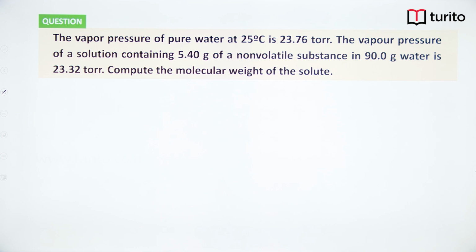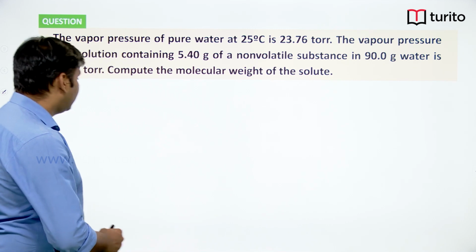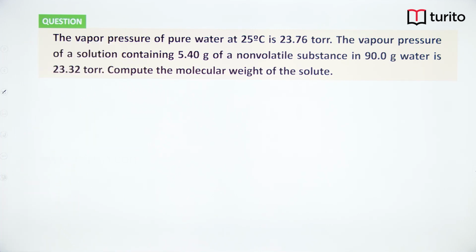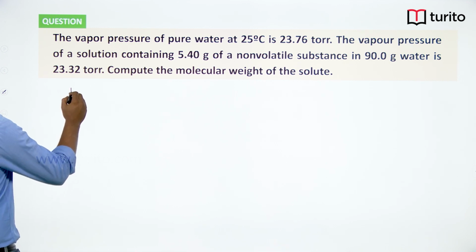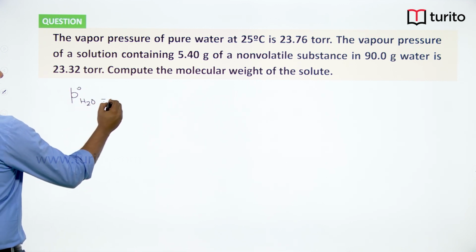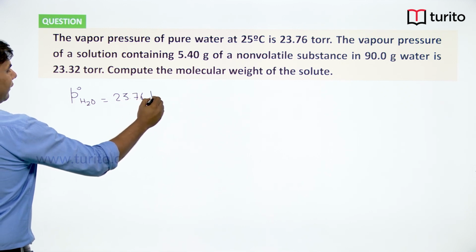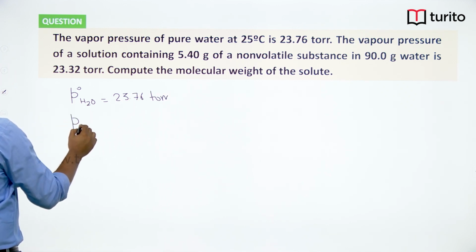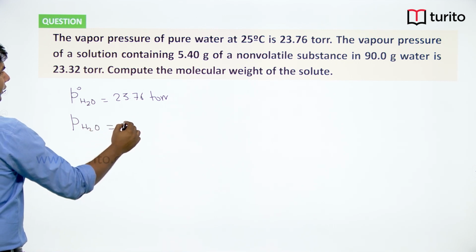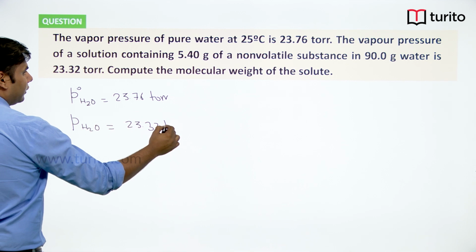I hope you are writing the question or taking a snapshot so that you can adjust it in your notes. Now this says that the vapor pressure of pure water is 23.76. The vapor pressure of the solution containing 5.4 gram of a non-volatile substance in 90 gram of water is 23.32. Calculate the molecular weight of the solute. On reading the question, the first thing you should do is extract the data. The vapor pressure of pure water is 23.76 torr. Now when we add a non-volatile solute, the vapor pressure decreases, and the vapor pressure over the solution is 23.32 torr.